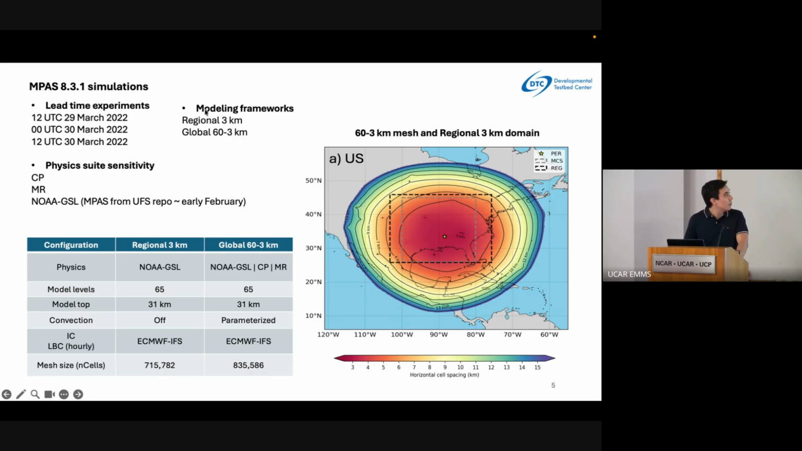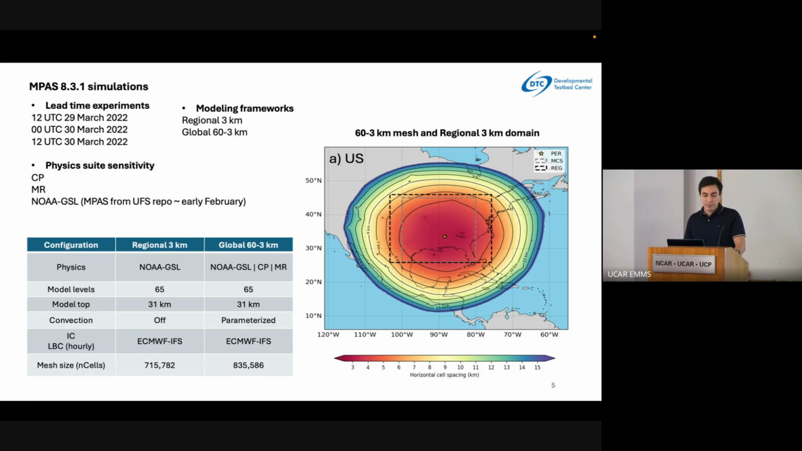We tested both modeling frameworks, and we tested the available physics suite to see the sensitivity of the physics. So in terms of the model configuration, here I'm showing in this right figure the innermost high resolution region of the 63 kilometer mesh. And this black dashed box represents the regional 3 kilometer domain that was cut out from a quasi-normal uniform 3 kilometer global mesh to ensure that all grid cells have a 3 kilometer resolution.